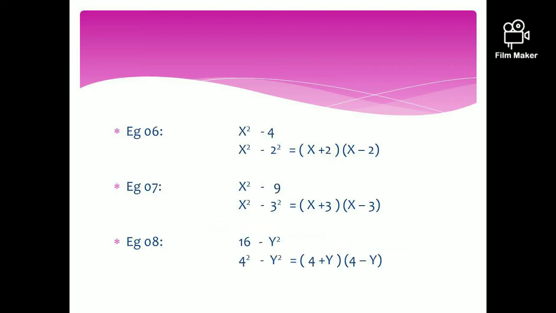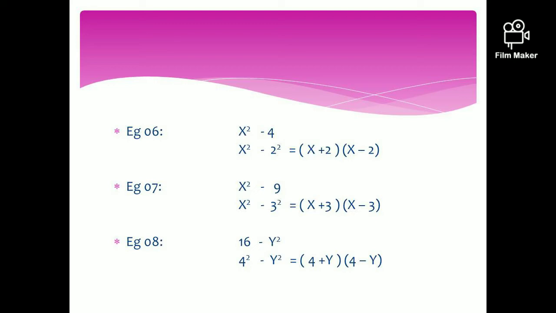Let's try to move up to the next advancement of these questions. The question is to factorize x squared minus 4. Now you can say there is no square number for 4. But we know that 4 is 2 squared. How does it come? 4 is 2 into 2. Therefore, 4 you can write as 2 squared. Now it turned into x squared minus 2 squared, the difference between two square numbers. Therefore, you can write x plus 2 into x minus 2.